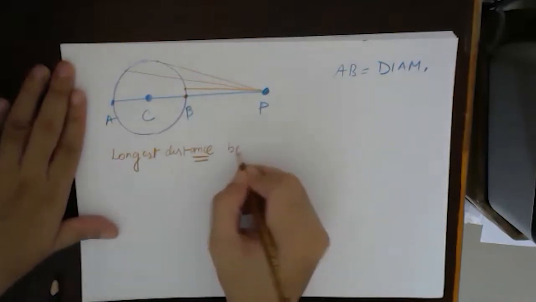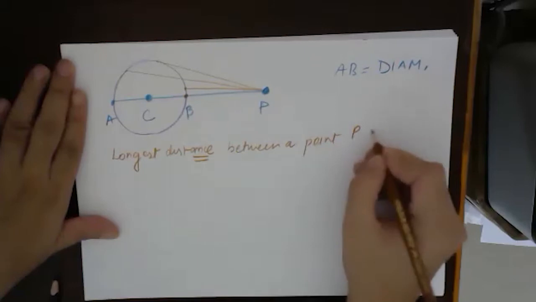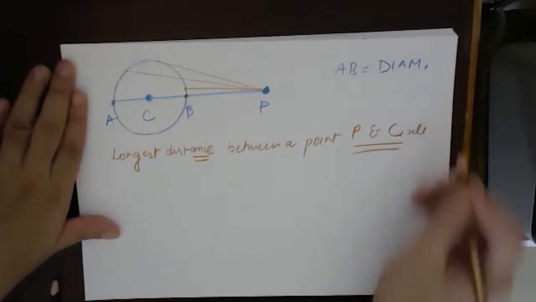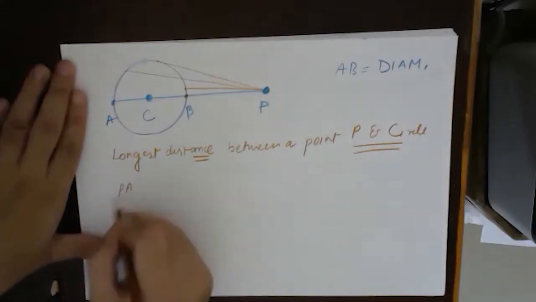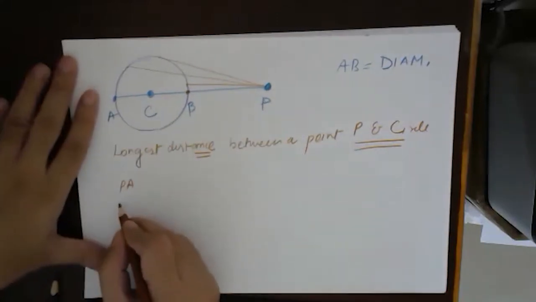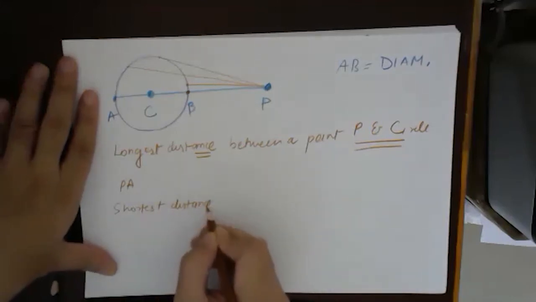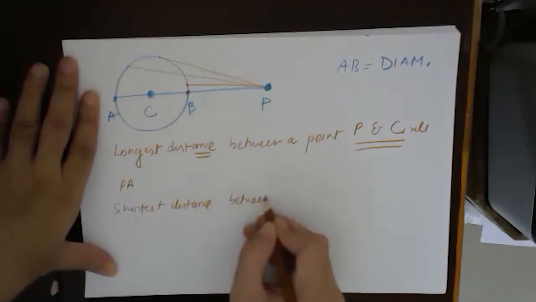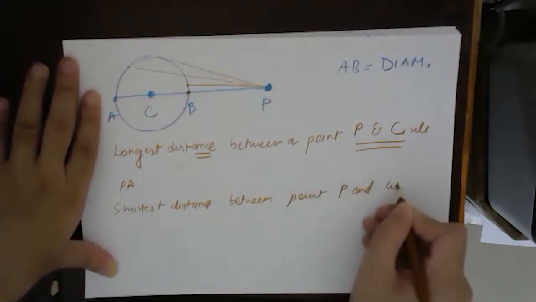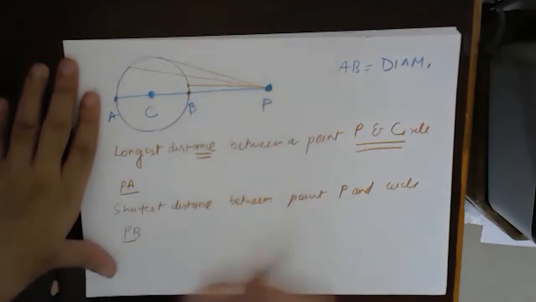So the longest distance between a point P and the circle will be PA. PA will be the longest distance. And the shortest distance between a point P and a circle will be PB. The shortest distance will be PB. Understood? And what is PA?